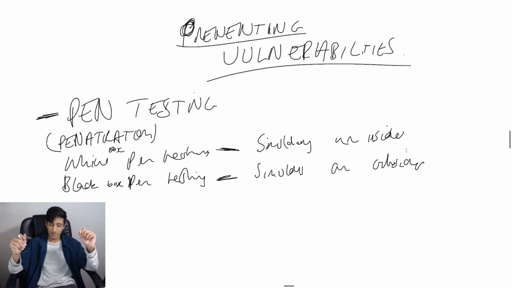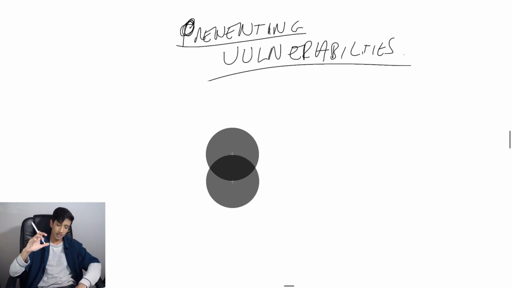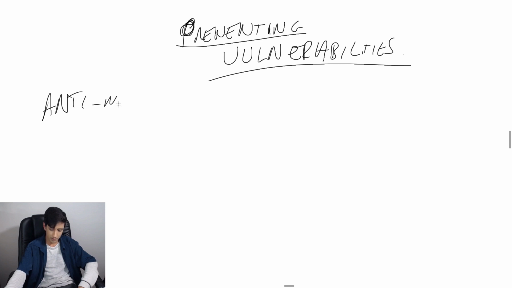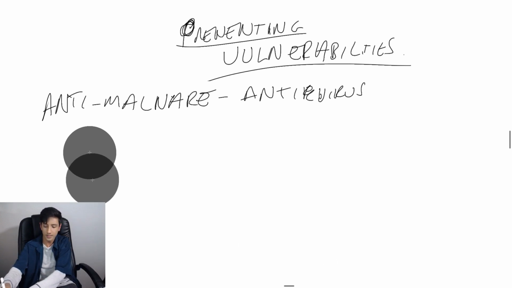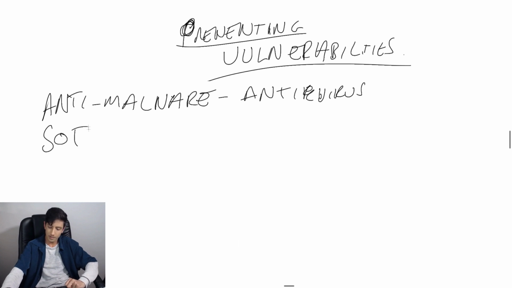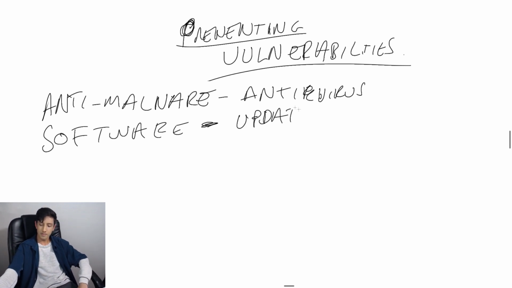Now, another way of preventing vulnerabilities is network policies, as I said before, but I'm not going to write that down because I've just talked about that. There's also anti-malware, which is stuff like your basic antivirus. Software updates also come as their own category: updates that patch bugs.